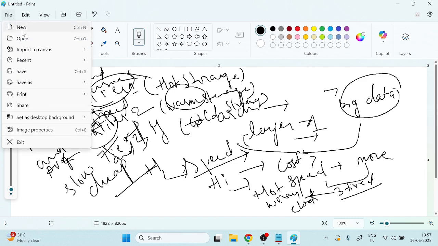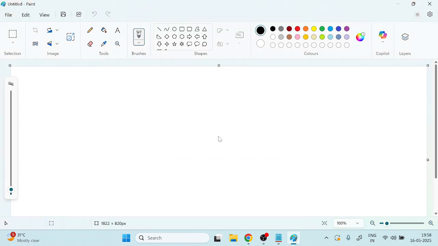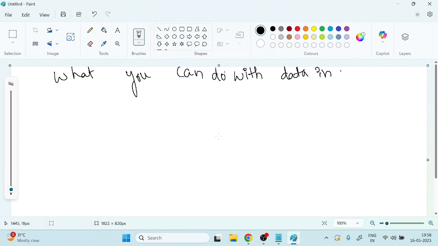Here already you have the idea, and you got all the idea. And here we have one more thing: what you can do with data in Azure. Okay, so here you can store data. You can store the data.